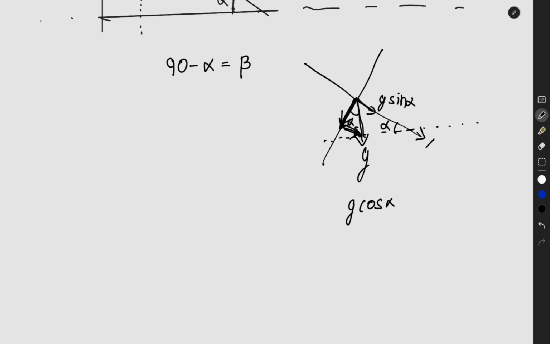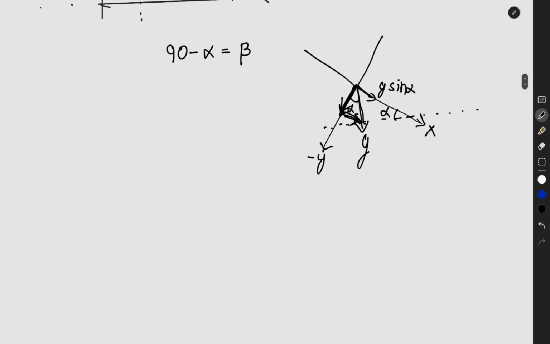Now you see, this is our x direction and this is our minus y direction. So our acceleration in the x-axis should be g sine alpha, and our acceleration in the y direction should be g cos alpha multiplied by minus 1, because it's towards the negative y direction. So we can just write it as minus g times cos of alpha.